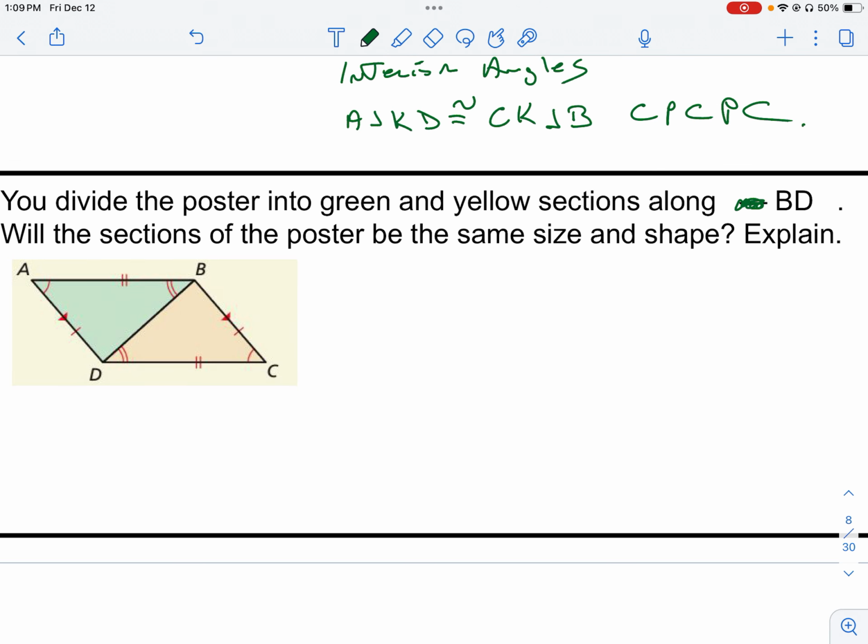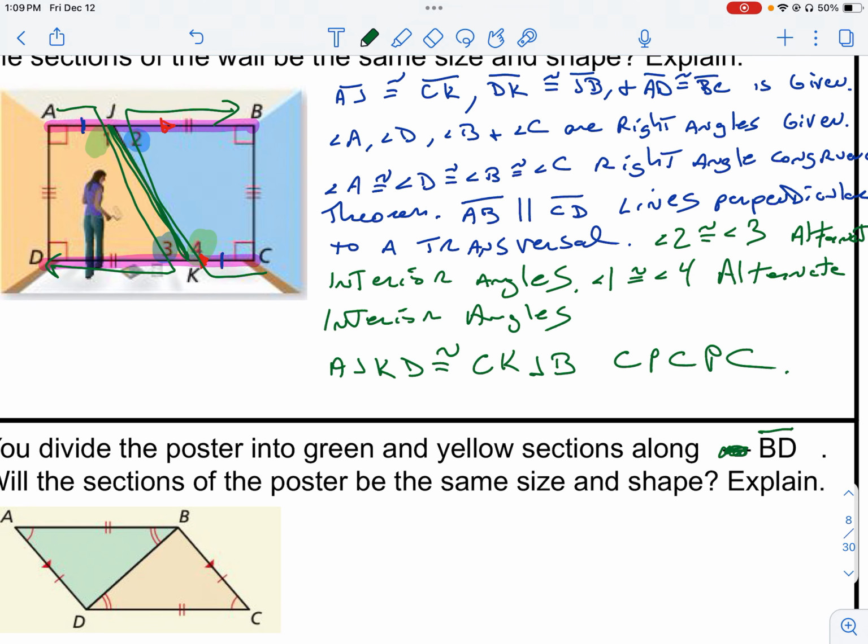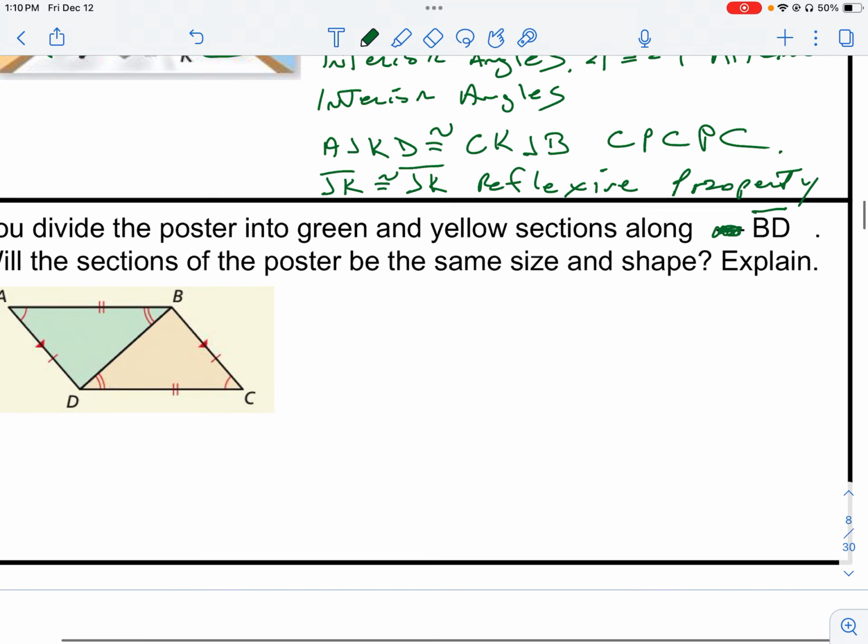All right. Same exact example again. Almost. Oh, I skipped a piece up here. I missed that JK is congruent to JK because of the reflexive property. So, jumped the gun a little bit earlier. Don't want to do that.